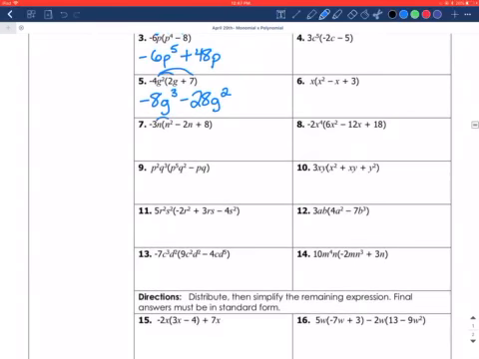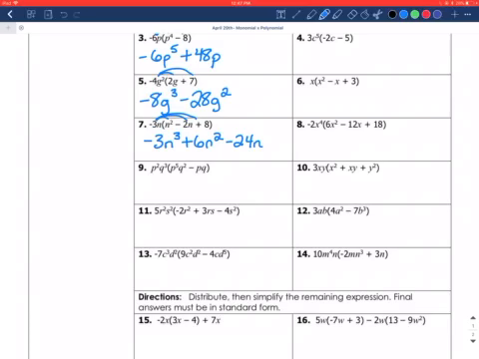For number 7, you're distributing, and that'll be negative 3n to the 3rd. Add those exponents. Distribute again. That will be a positive 6n to the 2nd and a negative 24n.